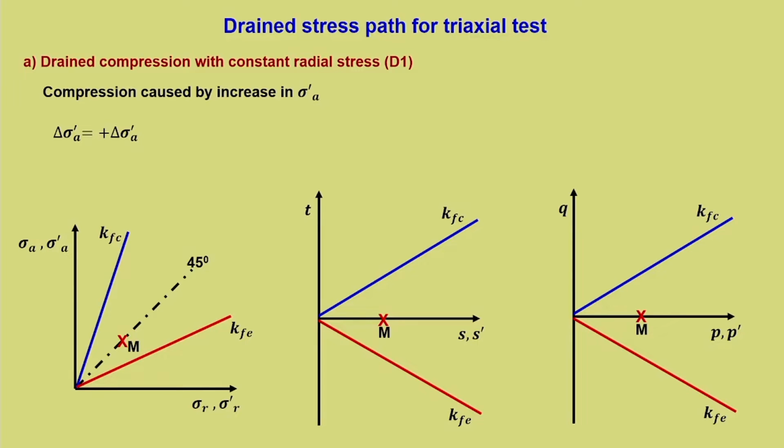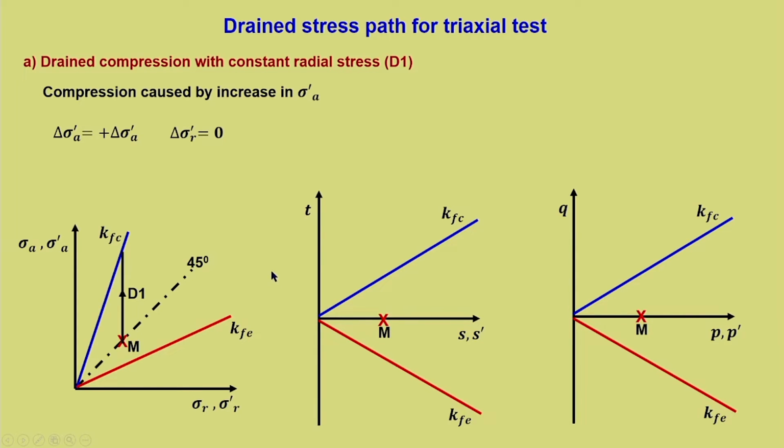Depending upon whether it is increase or decrease, whether it is compressing or loading or unloading, accordingly the sign of the change would change. So, here it is brought about by increase in sigma A dash, so delta sigma A dash, and constant radial stress means it is not changing, delta sigma R dash is equal to 0. Now, for the sigma A dash, sigma R dash plot there is nothing great because it is a direct replication of what the stress path would be, and it is very easy to plot. So, this will be the designated stress path D1 in this particular plot.